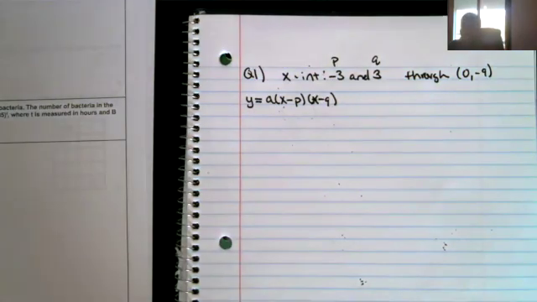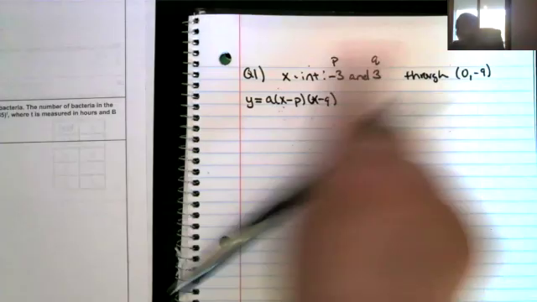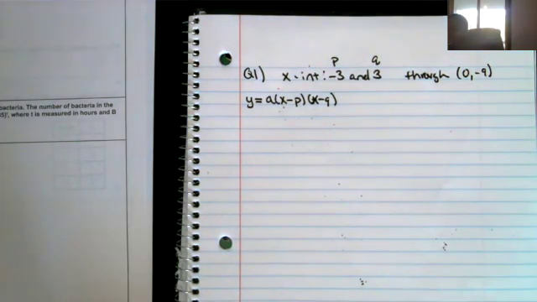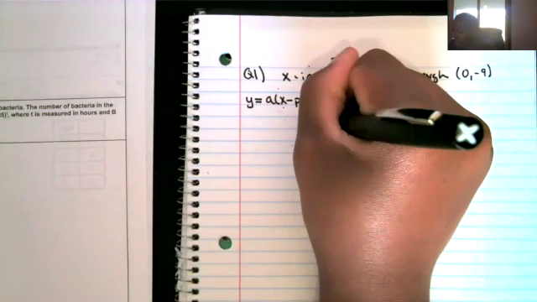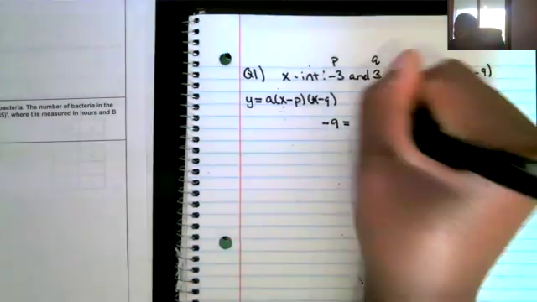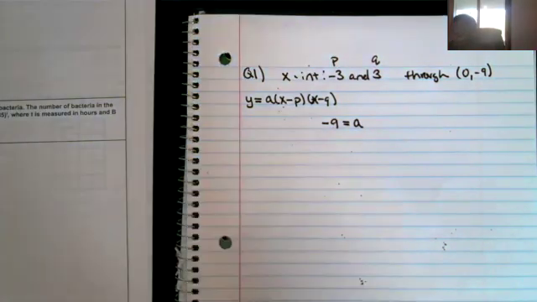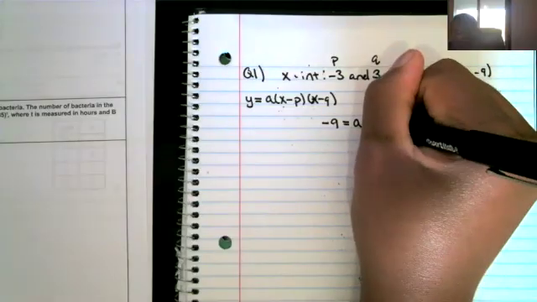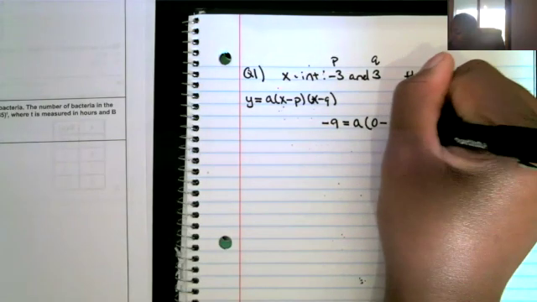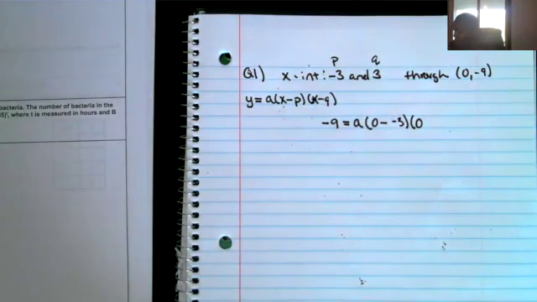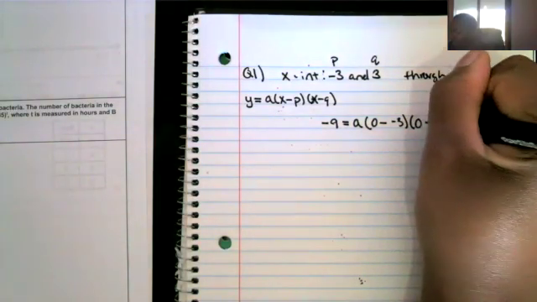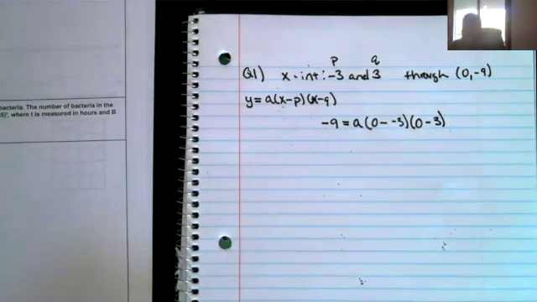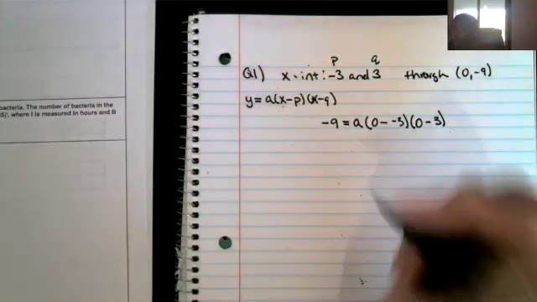And all we really need to do is find a. So I'm going to replace all the letters with the actual numbers we know and solve for a. So we have, instead of y equals, -9 equals a, which is what we're searching for. Our x is 0, minus p, which is -3. 0 again, minus q, which is +3. Now we just simplify and solve for a.